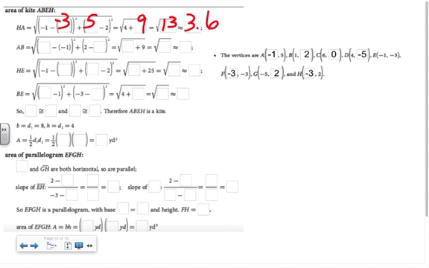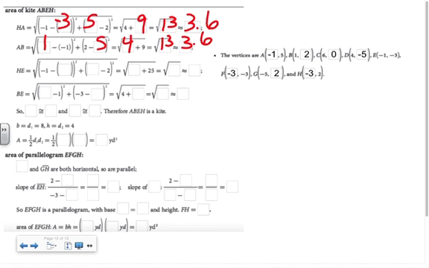That is 1 minus negative 1 quantity squared plus 2 minus 5 quantity squared. And again, I have this 4 plus 9 equaling 13, and that is 3.6. So that's looking good. Find the length of HE.